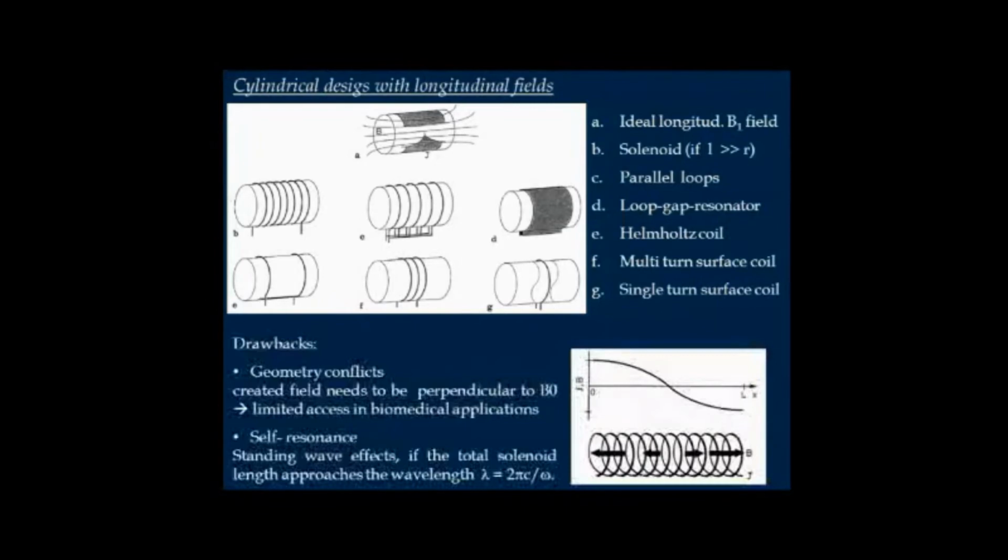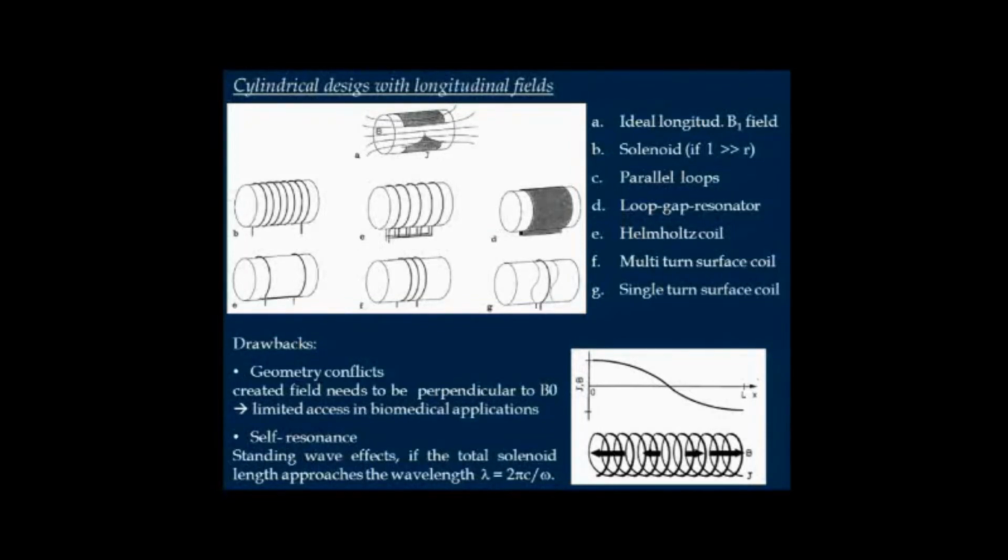The problems of those are two. First of all, geometry again, because if you place the cylinder axis of the solenoid parallel to the bore of your magnet, your B1 field will be parallel to your B0 field. So the main magnetic field will be parallel to the excitation field, and so you can't excite anything. This means that you have to turn it 90 degrees, and then again you run into troubles having access to your sample.